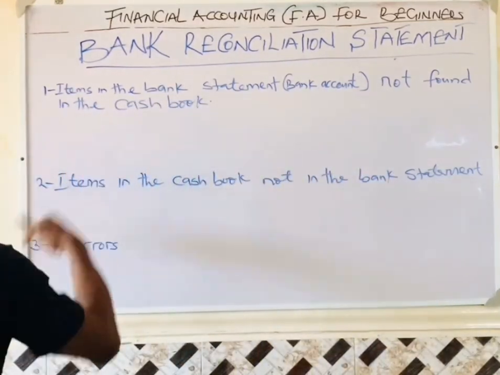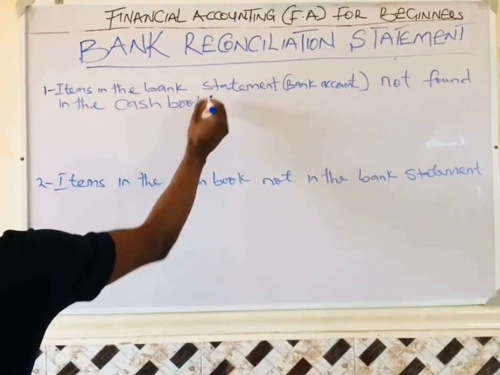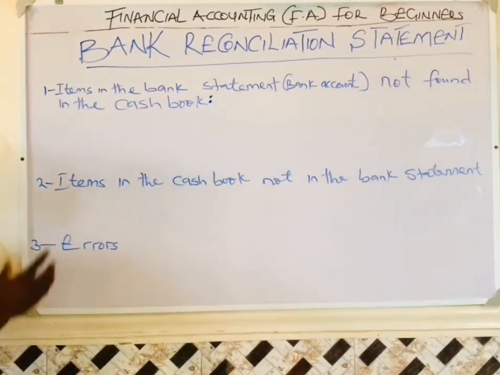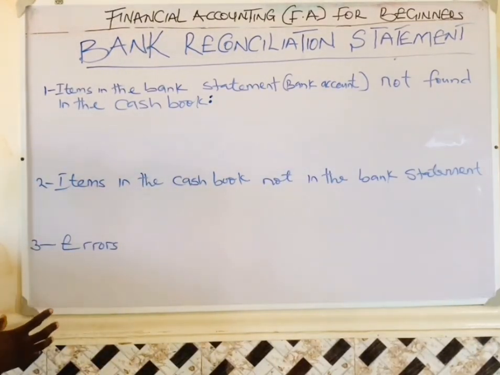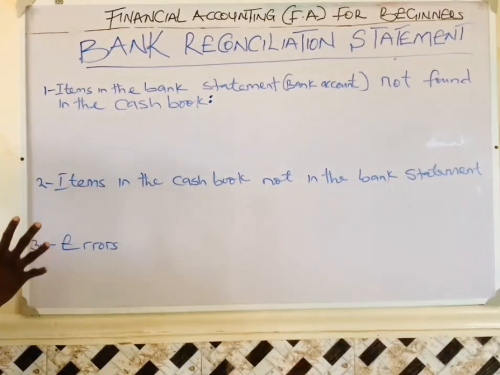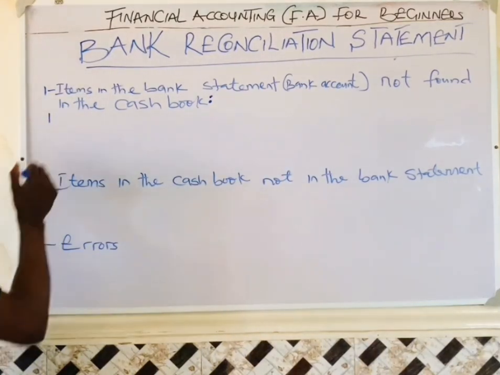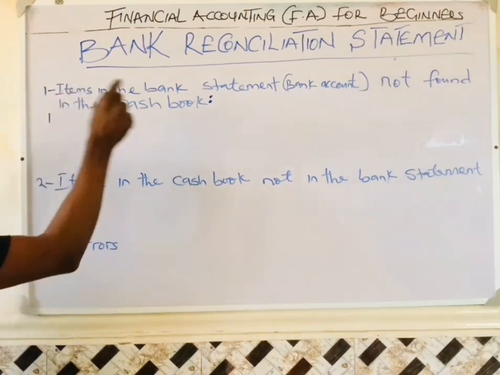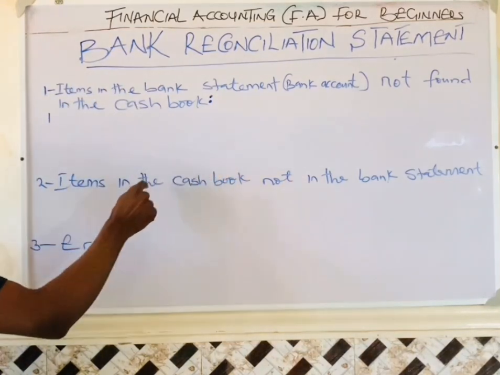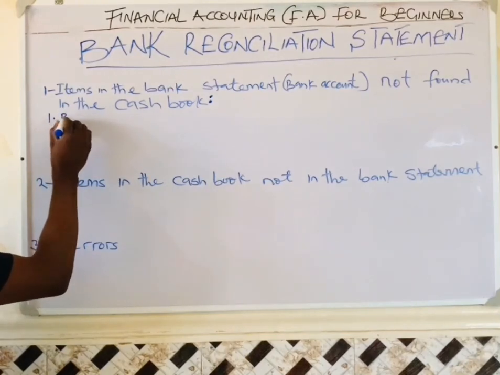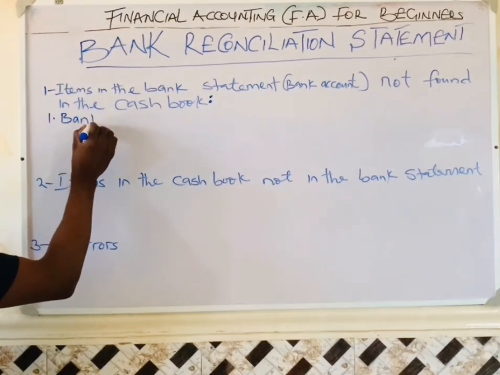Now, let's see these items. I'm going to give you some of the items. This is just a theoretical class on bank reconciliation statement. When we are on the practical class, we will look at the items more. Now, 1, the items that are in the bank statement but not in the cash book. 1, bank charges.